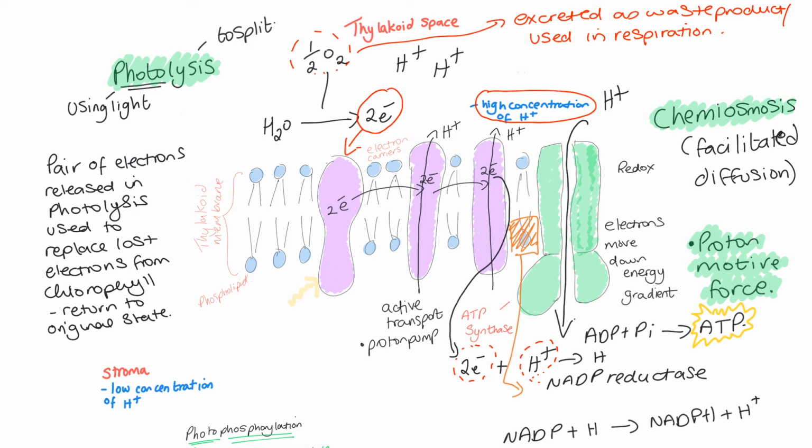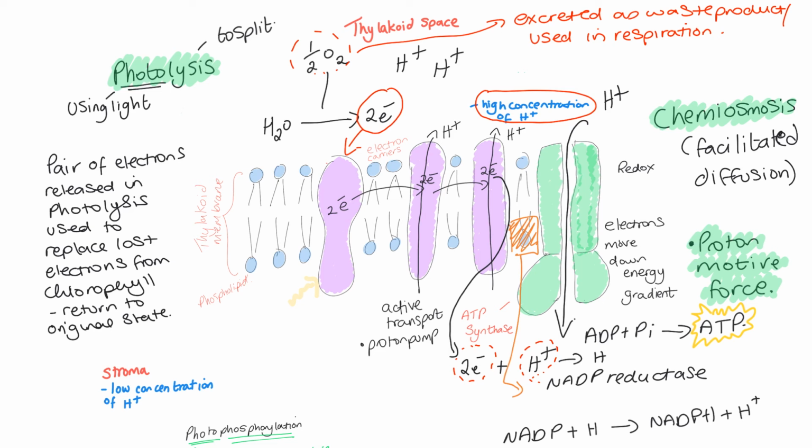So let's just recap the key ideas. Light hits our transmembrane protein containing chlorophyll. That chlorophyll loses a pair of electrons. Those electrons travel along the electron transport chain and release energy to pump protons from the stroma into the thylakoid space. At the same time, photolysis is occurring, which is a reaction which breaks down water to release a pair of electrons which replace the lost electrons from the chlorophyll molecule and to release protons into the thylakoid space.